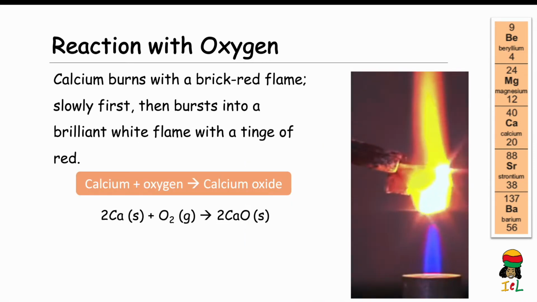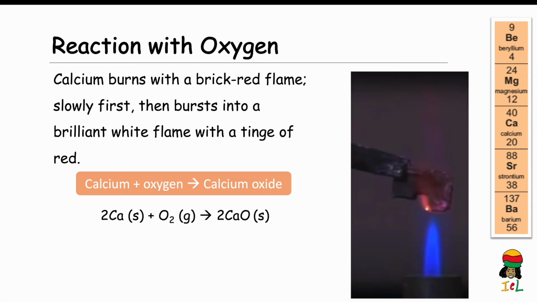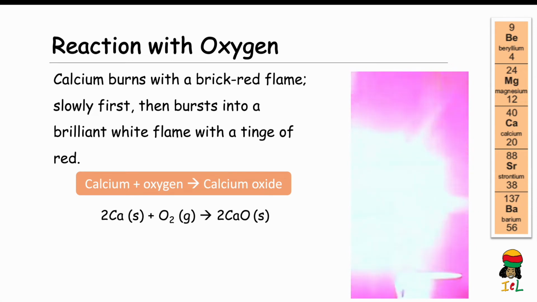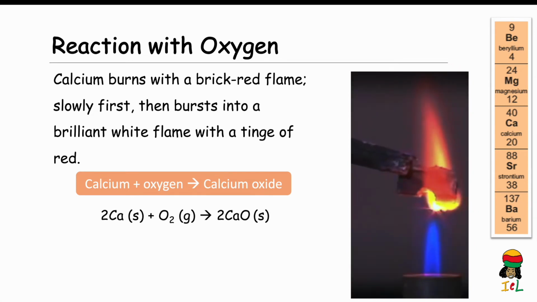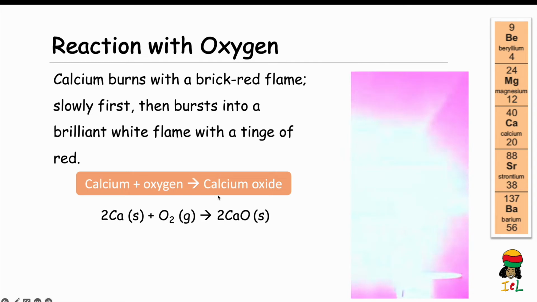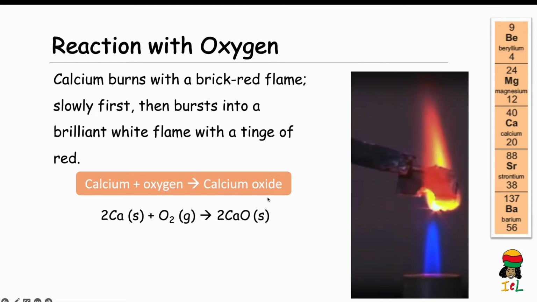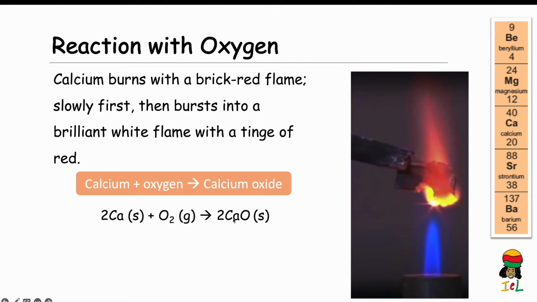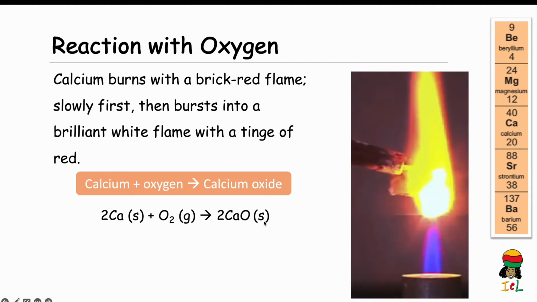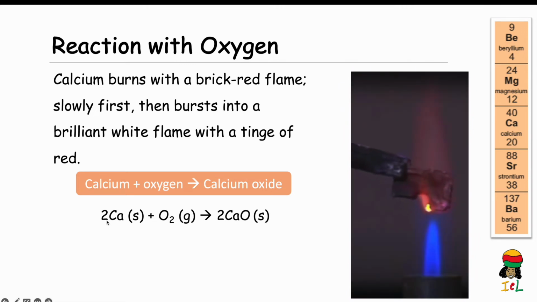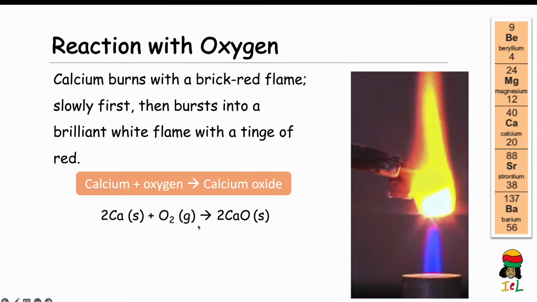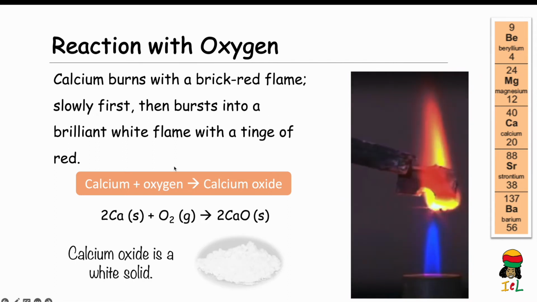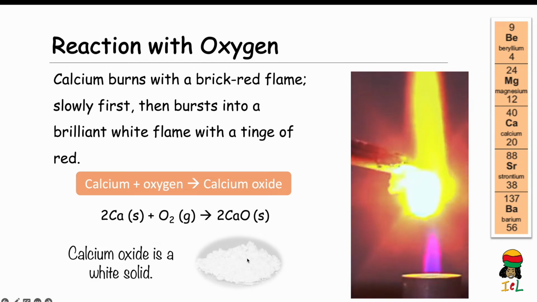Reaction of calcium with oxygen. Calcium burns with a brick red flame. Slowly at first, then it bursts into a brilliant white flame with a tinge of red. Calcium reacts with oxygen to produce the solid calcium oxide. Chemical equation: calcium, Ca, plus oxygen to produce CaO, calcium oxide in the solid state. Note that a 2 is placed in front of the calcium and the calcium oxide in order to balance the equation. Calcium oxide is a white solid.